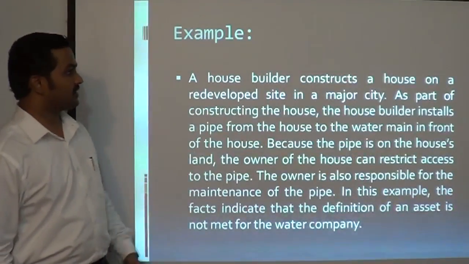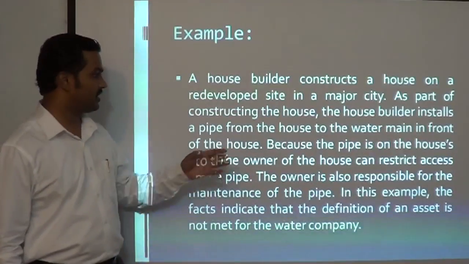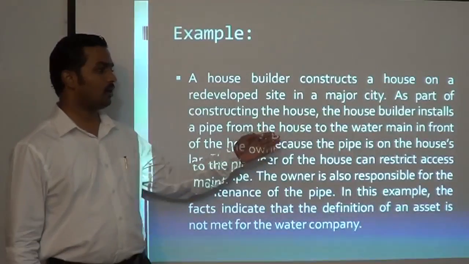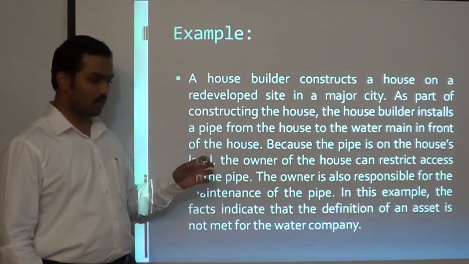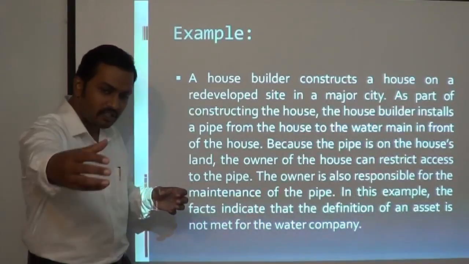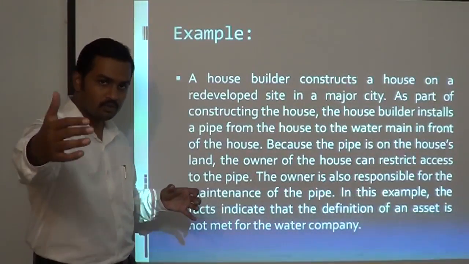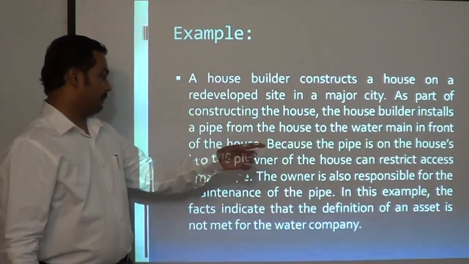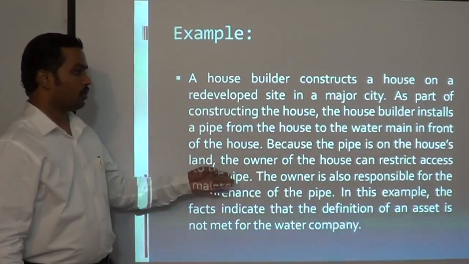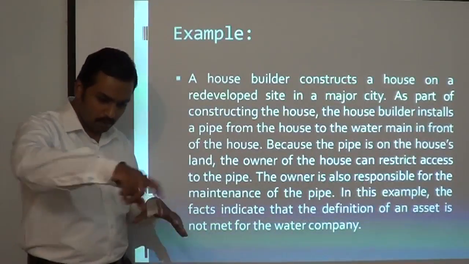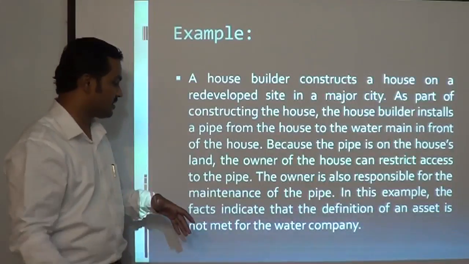Example, a house builder constructs a house on a redeveloped site in a major city. As part of constructing the house, the builder installs a pipe from the house to the water main in front of the house. So he is building a pipe from the house to the front of the house to connect it to a water main so that water supply will come to the house. Okay. Because the pipe is on the house's land, the owner of the house can restrict access to the pipe. Because the pipe is in the compound of the house, you can stop others from accessing the pipe.